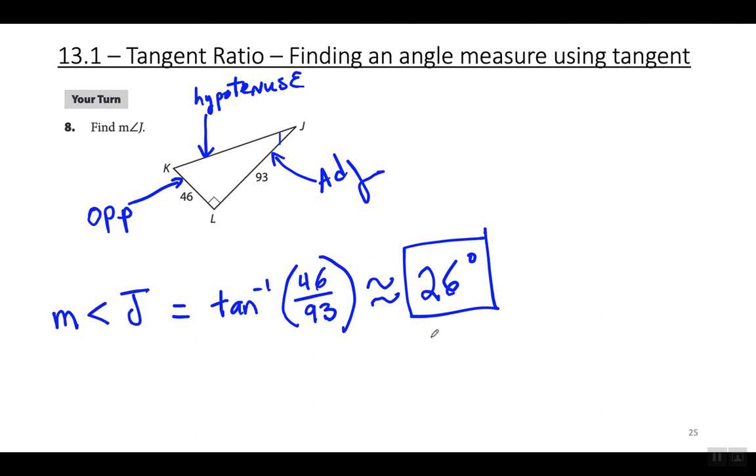Again, you should definitely do that on the calculator and make sure you got it. I'll say it again. In the calculator, you're doing 46 divided by 93 equals, and then you hit the inverse tangent button, and your answer is approximately 26 degrees.